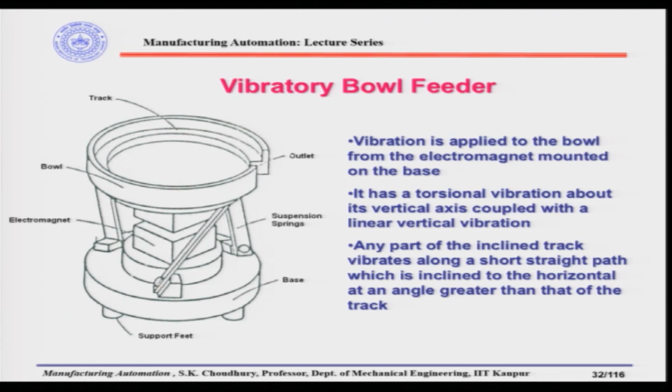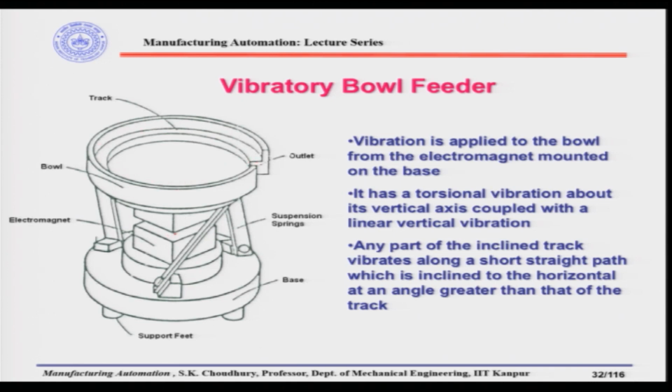The bowl is connected to the base with leaf springs, and in the base of the bowl there is an electromagnet. That electromagnet imparts the vibration to the bowl, and inside the bowl there is a track which is inclined to the horizontal, and this is spirally going from the base of the bowl to the outlet.